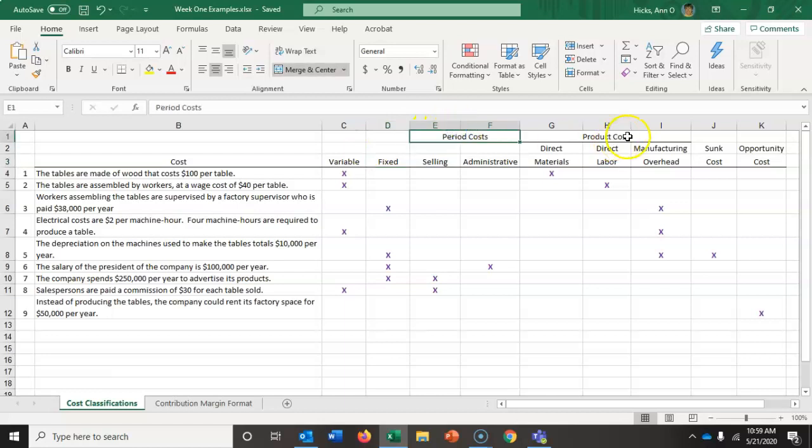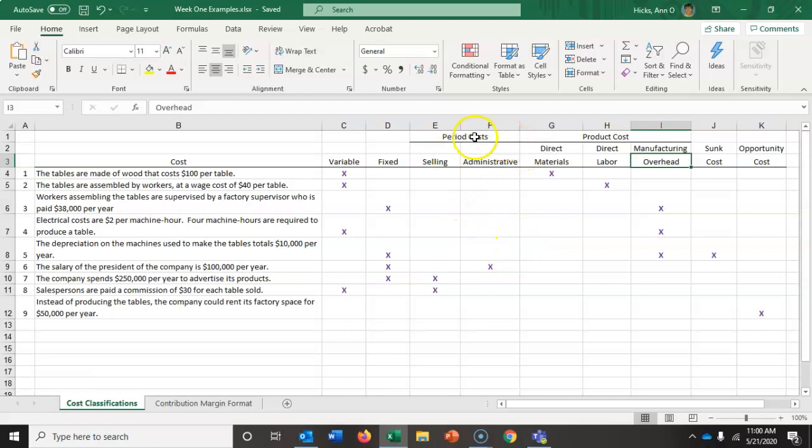Then we're going to classify them as period or product. Are they tied to the product, in this case, tables, or are they tied to the period in which they are incurred? Then within that, if they're period, we need to identify, are they tied to the selling of the product, or are they just purely administrative costs? And if they're product costs, are they direct materials, direct labor, or manufacturing overhead?